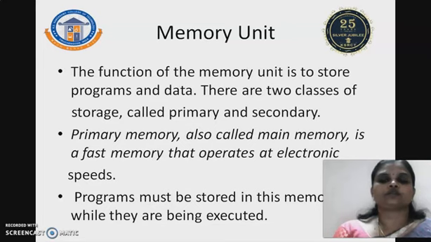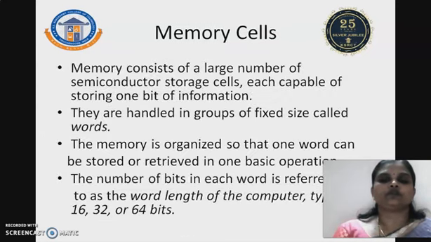program and the data. There are two classes of storage called primary and secondary. Primary memory, also called main memory, is a fast memory that operates at electronic speed. The program must be stored in the memory when it is being executed. A memory consists of a large number of semiconductor storage cells, each capable of storing 1 bit of information. They are handled in groups of fixed size called words. Memory is organized so that one word can be stored or retrieved in one basic operation. The number of bits in each word is referred to as the word length of the computer. Typically, it is 16-bit, 32-bit, or 64 bits.